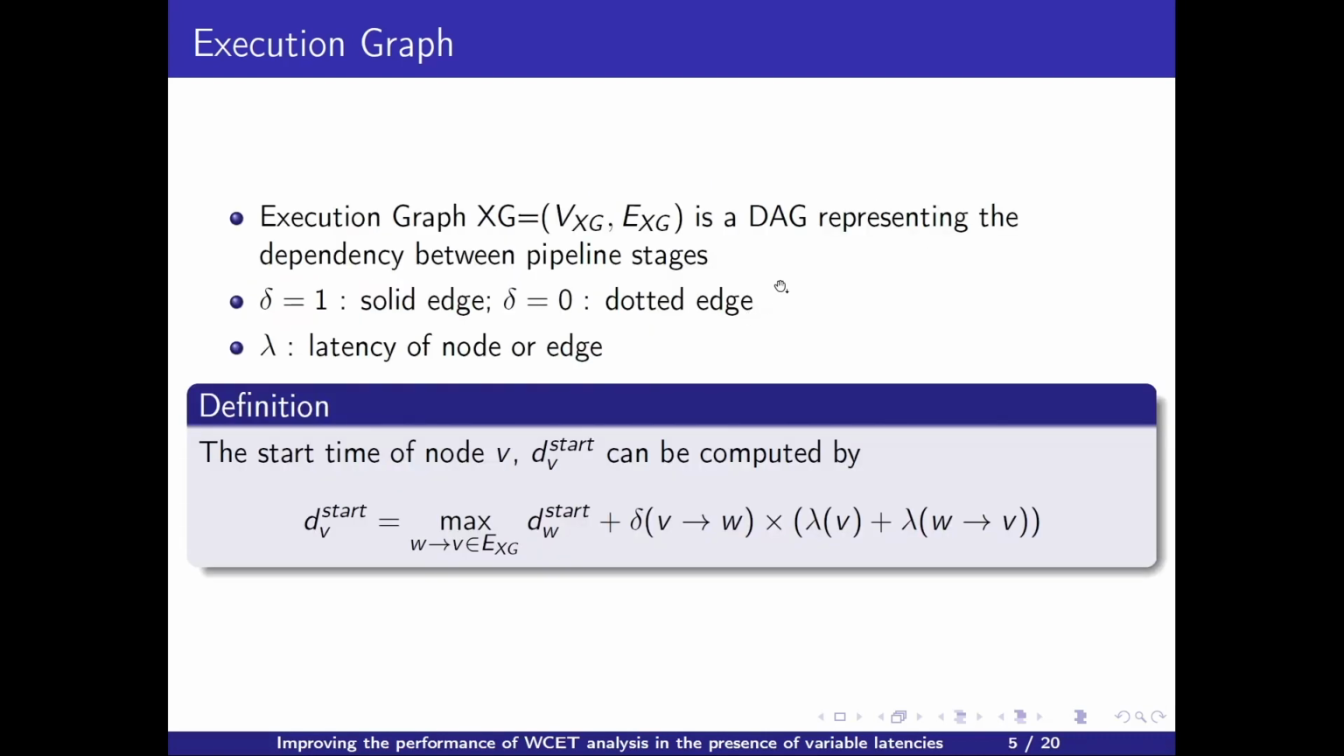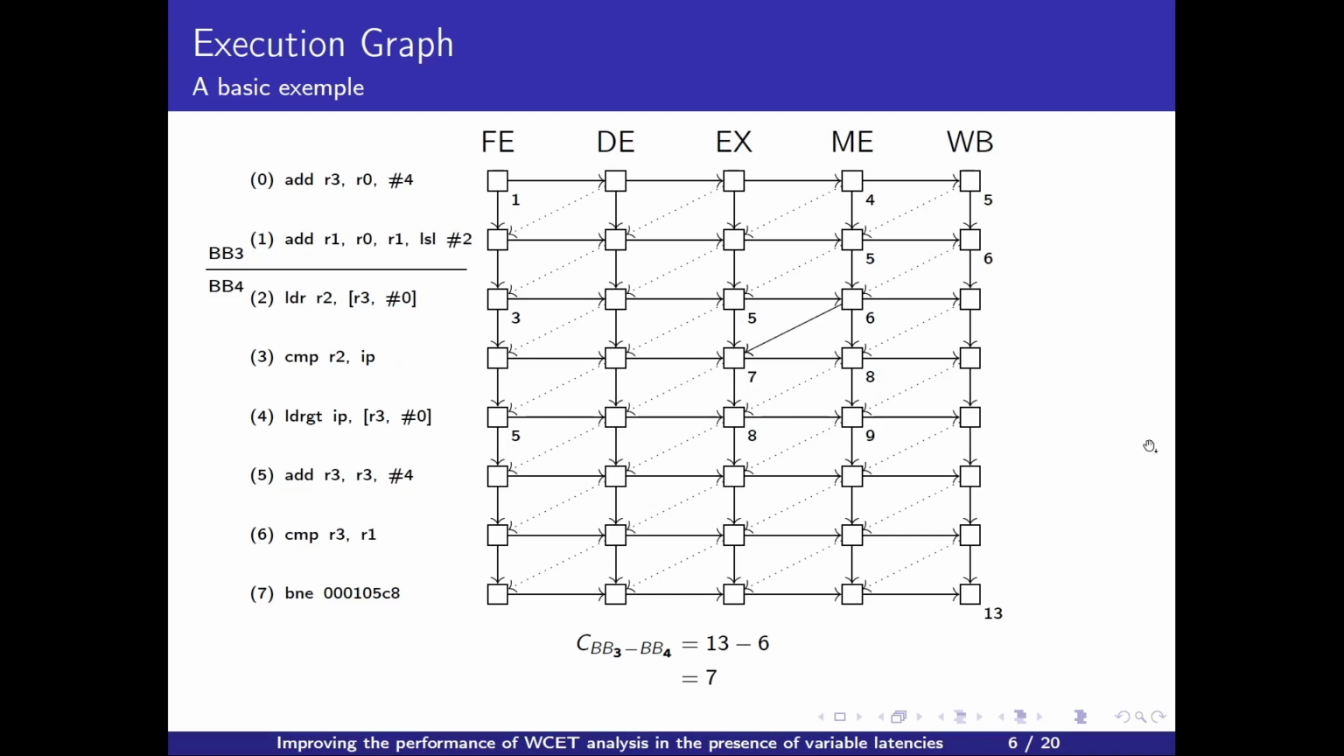With all these dependencies, we can compute the start time of each node by the latest start or release time of its predecessor depending on the nature of the edge, represented by delta, and the latency of its predecessor node or edge, represented by lambda. Now back to the example. Supposing that each node takes 1 cycle to be executed, the stage fetch of instruction 0 will finish the execution at cycle 1, decode at cycle 2, 3, 4, 5.